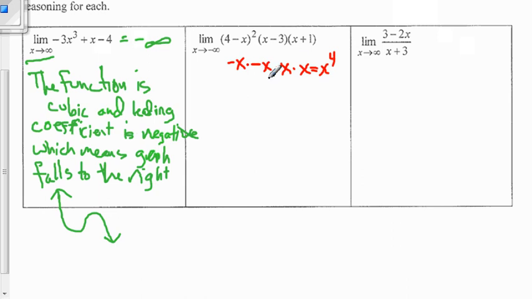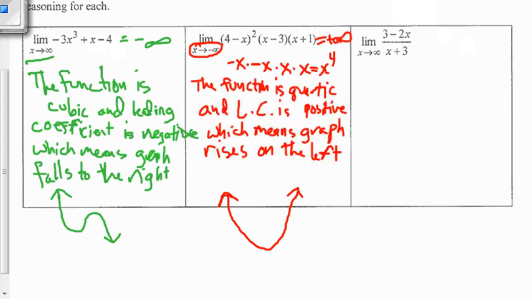Okay, and I'm trying to see the left end behavior as I approach negative infinity. So what's going to happen, and I'll do this down here, doesn't matter what's in the middle, but as I approach negative infinity, this graph is going to rise, or it's going to approach positive infinity. And I'm going to write that out in a second. So again, quartic function, leading coefficient is positive, which means both negative infinity and positive infinity will approach positive infinity.